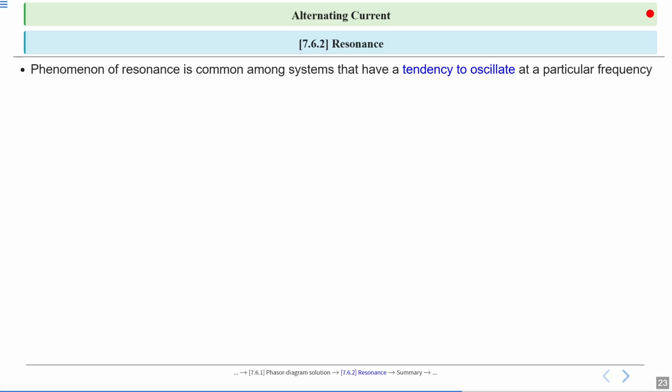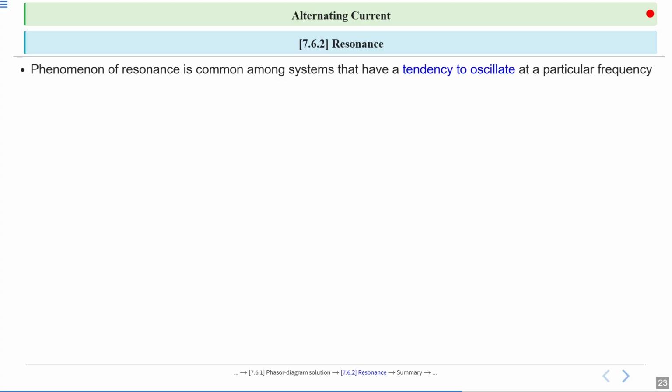The phenomenon of resonance is common among systems that have a tendency to oscillate at a particular frequency. You may have discussed resonance in oscillations. What is resonance? Matching of frequency with some material which has its natural frequency. We match the external frequency we are giving with the natural frequency of some material, due to which that material starts oscillating with higher amplitude than at its natural frequency. That is called resonance.